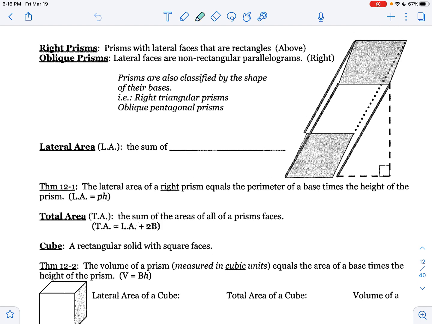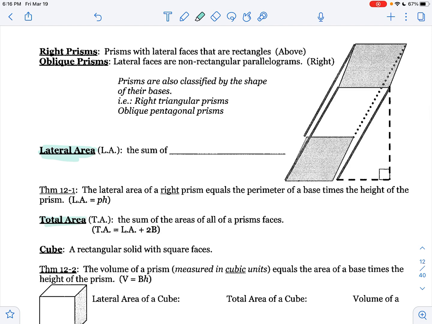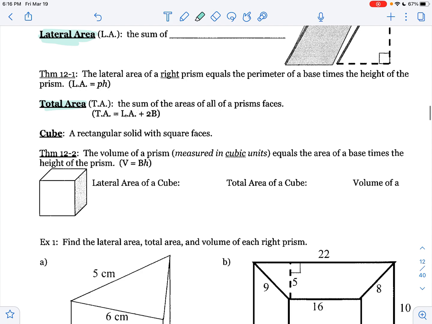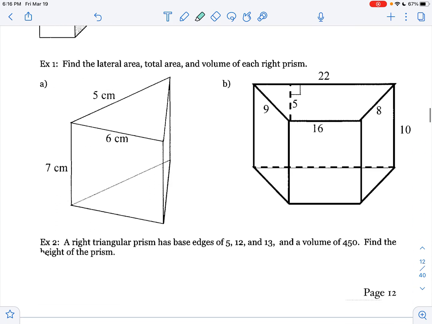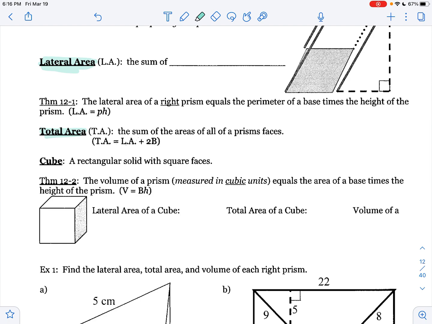So I'm going to highlight for you guys so it's nice and clear, and I'd like you guys to do the same thing. The definition of lateral area, the definition of total area, and there should be one down below here on the volume. And there is a classification of a cube that we'll talk about as well. Oh, so here is the volume, which is not in bold, so even more important that we highlight that.